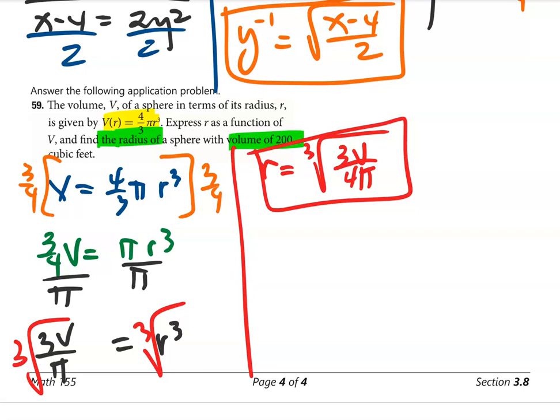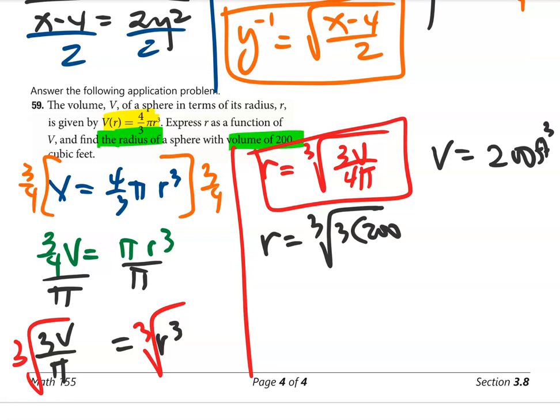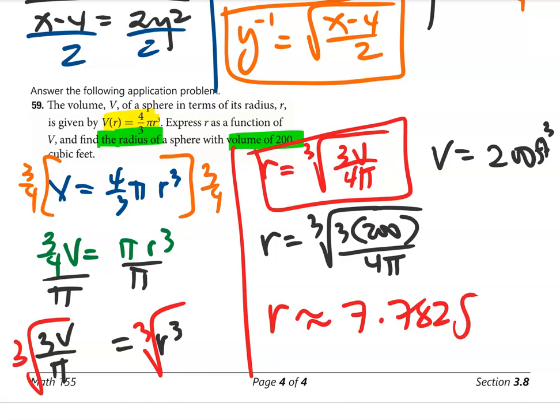Okay, and then we have a given volume, which is equal to 200 cubic feet. So let's substitute that. R is equal to cube root of 3 times 200 over 4 pi. And here, use your calculator, and you will get approximately equal to 7.782 feet.